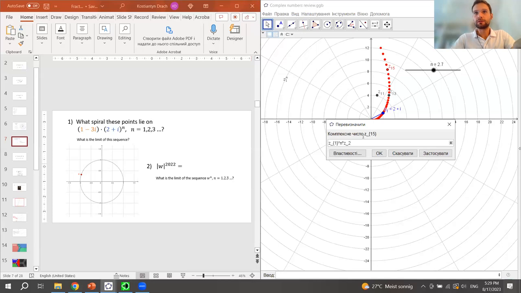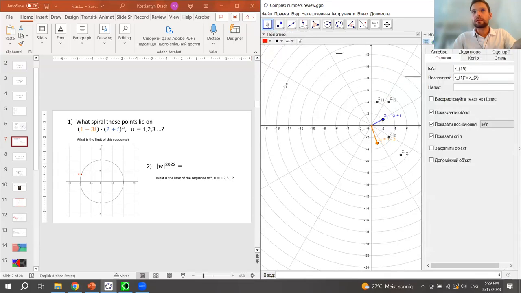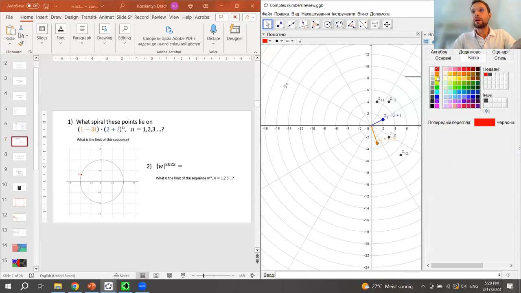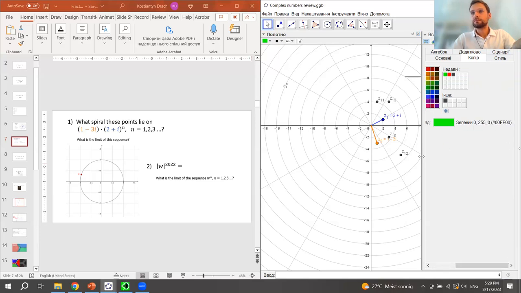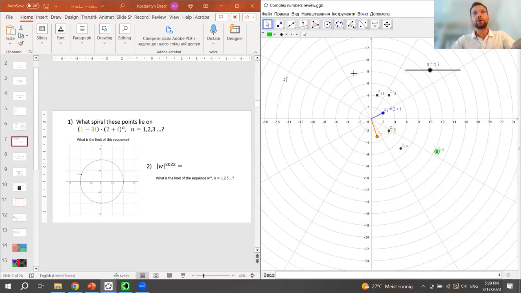So I just need to redefine the number. Let me change the color so that it is different from the previous one. Okay, now we have the sequence.